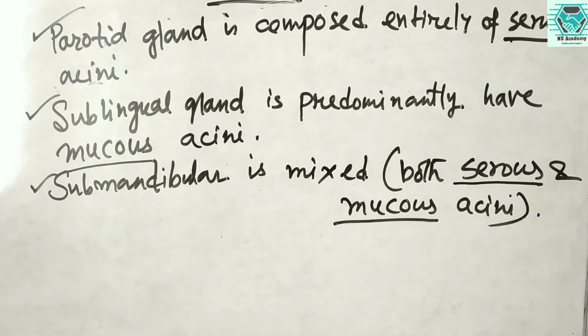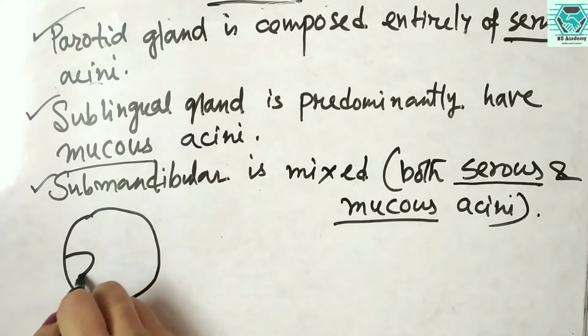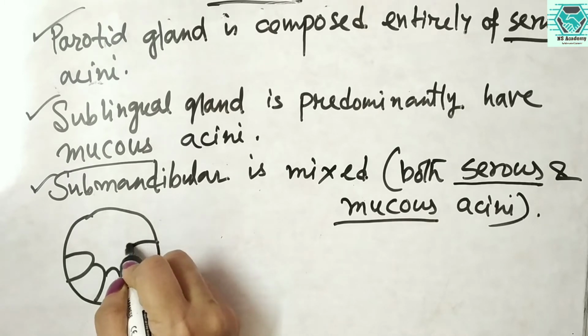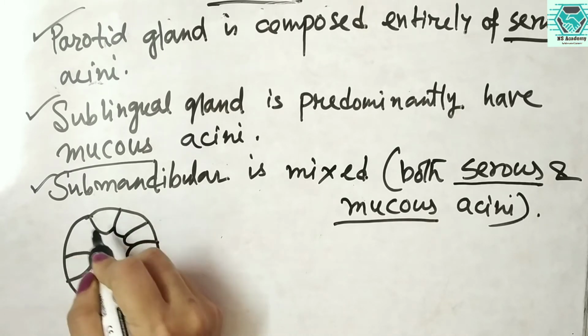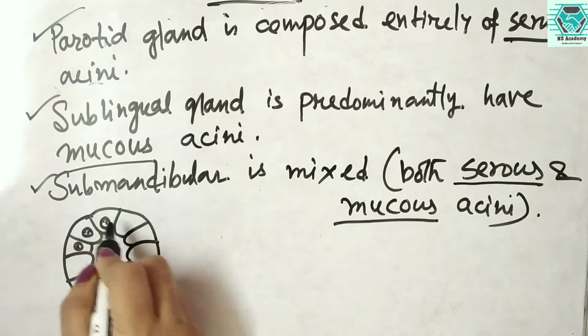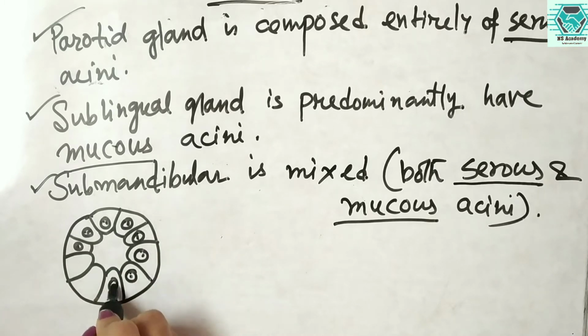Now, what do you mean by acini? Acini are actually clusters of cells. In case of serous acini, the cells are arranged like this, in this manner. When we see under the microscope, we see this kind of acini, which are present predominantly in the parotid gland.